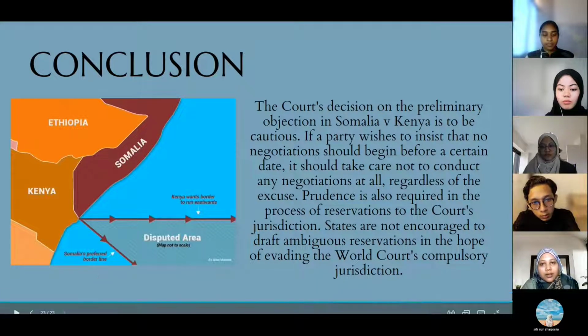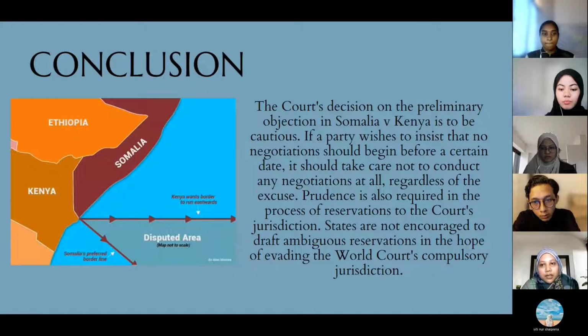For the conclusion, the court's decision on the preliminary objection in Somalia versus Kenya is to be courteous. If a party wishes to insist that no negotiation should begin before a certain date, it should take care not to conduct any negotiation at all. Regardless of the excuse, prudence is also required in the process of reservation to the court's jurisdiction. States are not encouraged to draft ambiguous reservations in the hope of evading the World Court's compulsory jurisdiction.